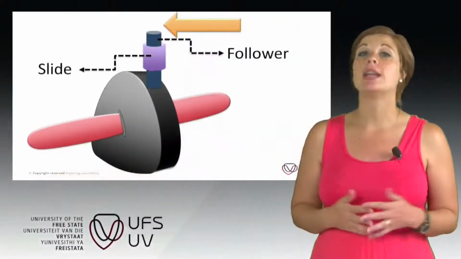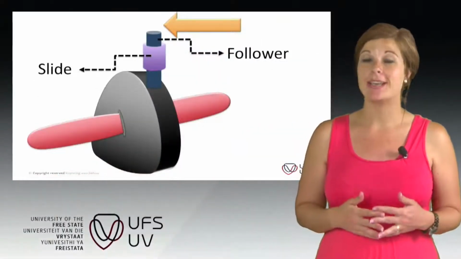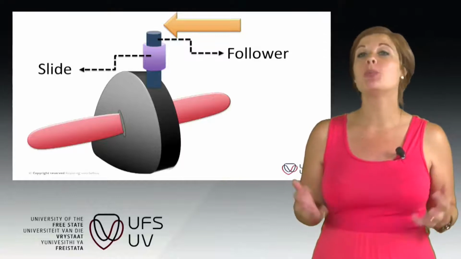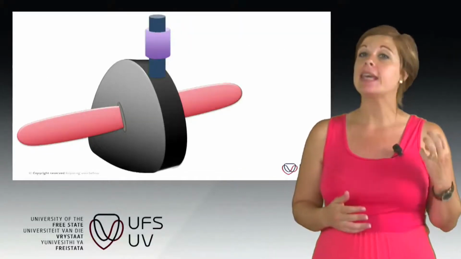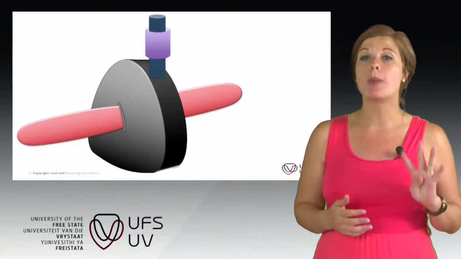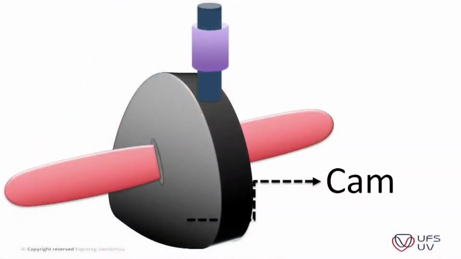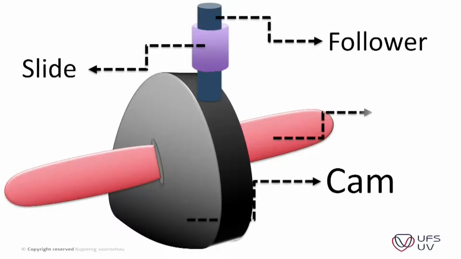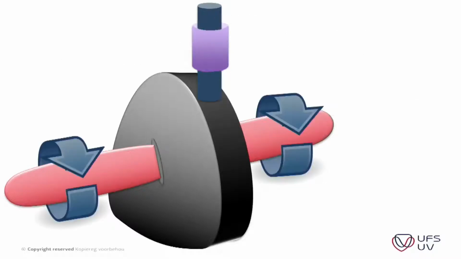Before we move on and learn exactly how a cam works, we need to know more about all the parts involved. The cam device consists of 4 main parts: a cam, a slide, a follower, and a shaft. The camshaft rotates continually, turning the cam.